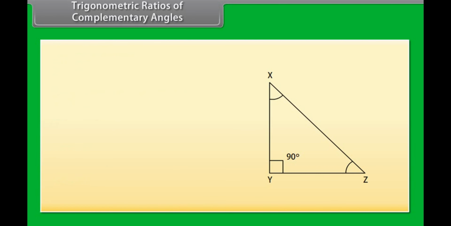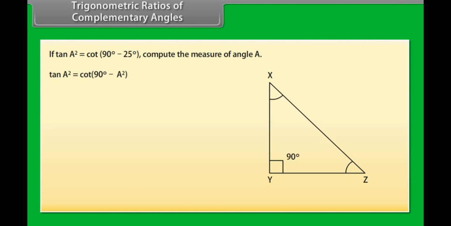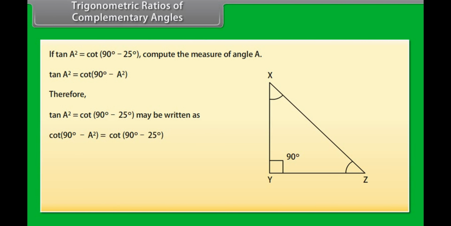Let us attempt one more question. If tan A square is equal to cot 90 degree minus 25 degree, compute the measure of angle A. Tan A square is equal to cot 90 degree minus A square. Therefore, tan A square is equal to cot 90 degree minus 25 degree may be written as cot 90 degree minus A square equals cot 90 degree minus 25 degree. It implies that 90 degree minus A square is equal to 90 degree minus 25 degree. In other words, A square is equal to 25 degree. A is equal to 5 degree.